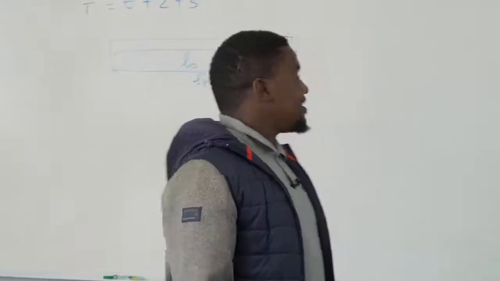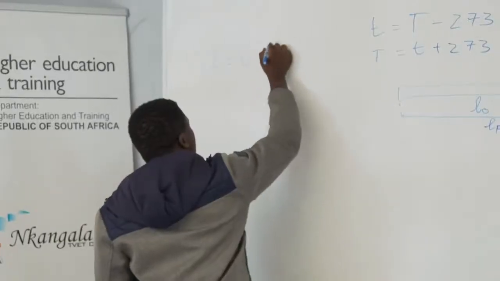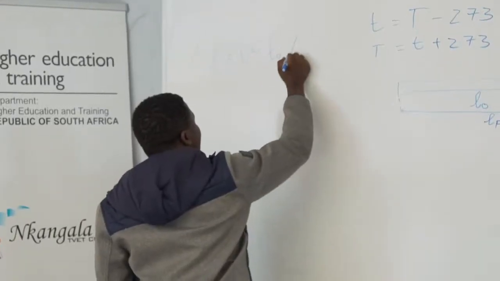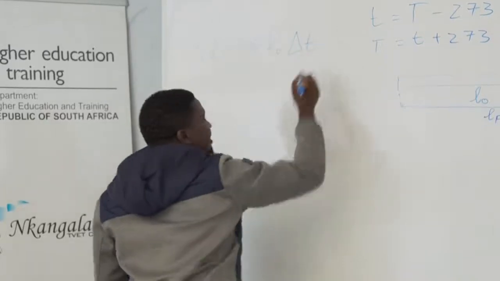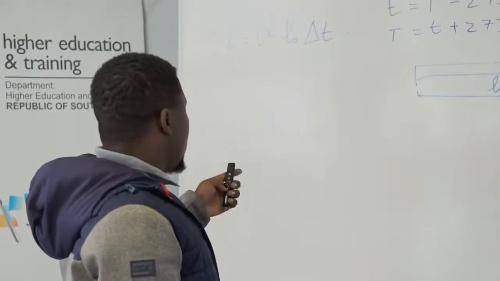Now I want us to look at the following slides. This takes us to the equation of thermal expansion, where our change in length is equal to alpha, the original length, and the change in temperature.